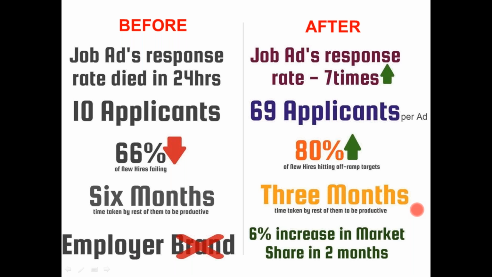And you can see that here where 80% of the new hires had no turnover, and they were hitting off ramp targets within 3 months. So they're hitting it very high. Whereas before it was taking 6 months, 80% of them were hitting to become productive within 3 months, a substantial increase. All of that resulted, within 2 months of implementing this, in a 6% increase in the market share of their organisation versus their main competitor. So pretty stunning results.